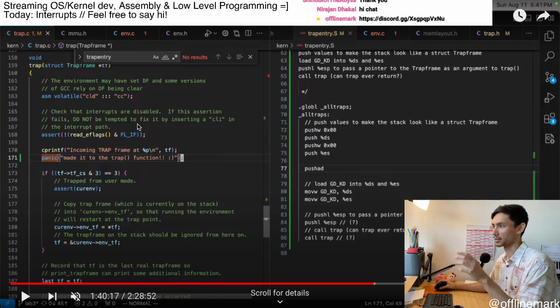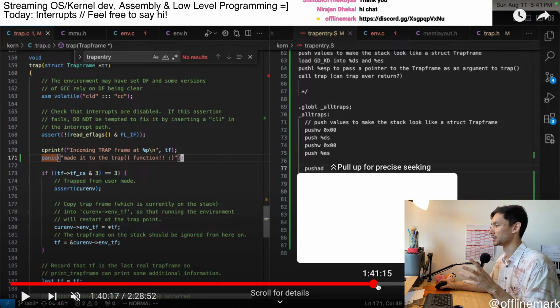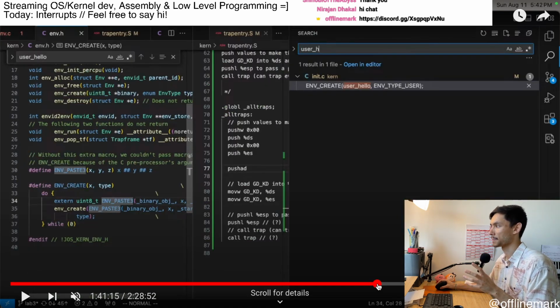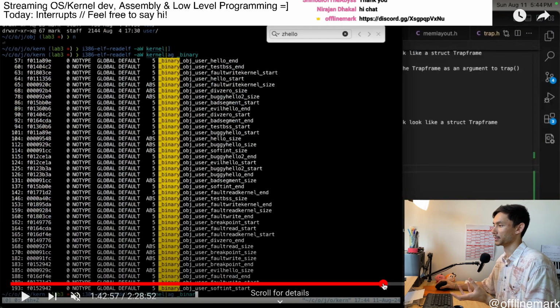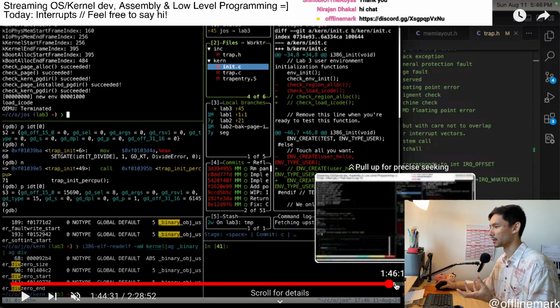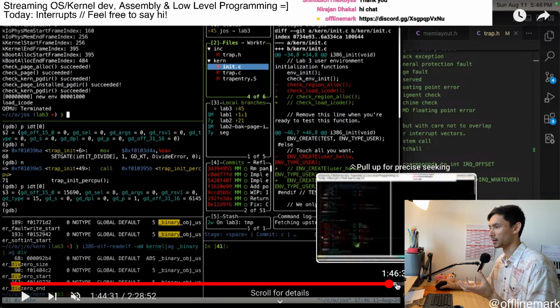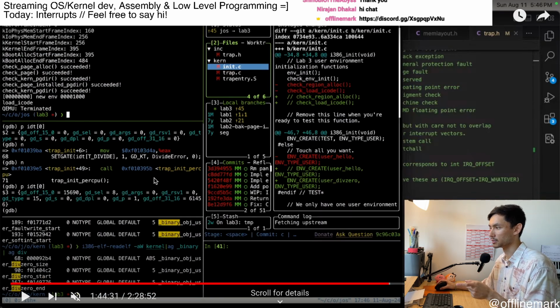I had this panic such that it would just panic when we made it to the actual C trap handler, which was the goal. And then I set up the kernel to load in the user program that does a divide by 0. That took a little bit of time. Pretty nifty in GDB. We can just do prints, and it prints out the whole structure and stuff. So that's pretty cool.